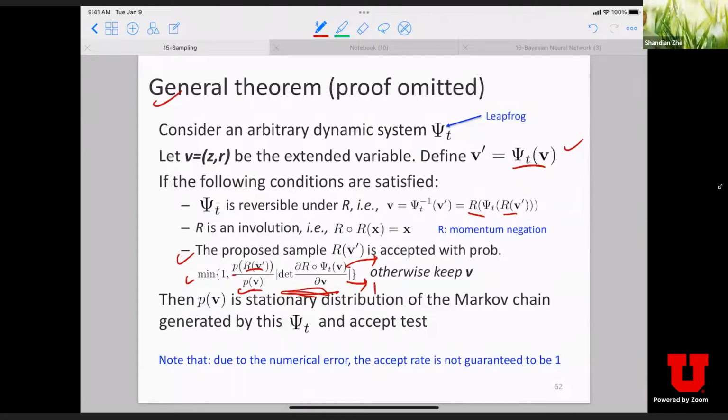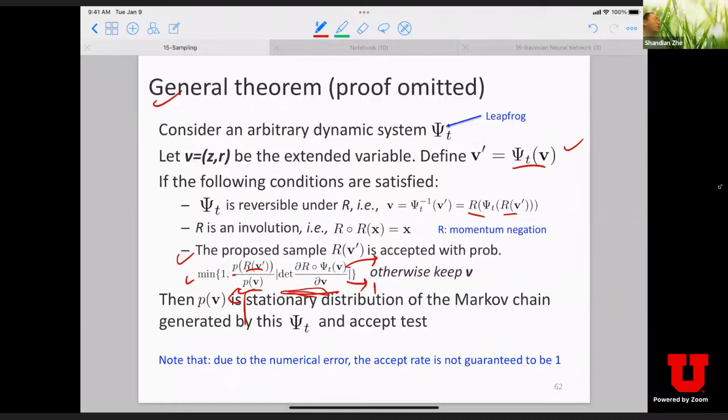And this ratio will not be one anymore, right? Why? Because the energy is not preserved anymore. When we evaluate, it will also lose some accuracy. So this ratio will always be less than one. So yeah, that means your acceptance probability will be less than one.